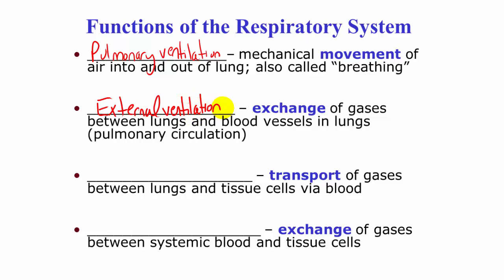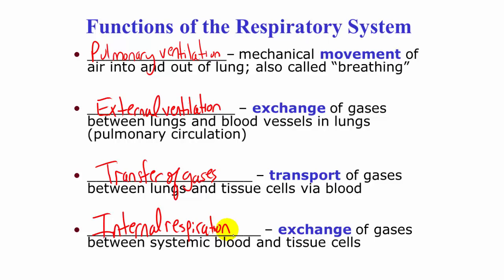Once the blood has picked up the gases, then it needs to move to the tissues to transport the gases to the tissue. And that's often called transfer of gases. Once the blood vessel reaches the tissues, there must then be exchange of gases from the blood vessel into the tissue. And that exchange is called internal respiration. So again, these are four processes or functions that the respiratory system has to carry out in order to carry out its roles. So let's take a look at the anatomy now.